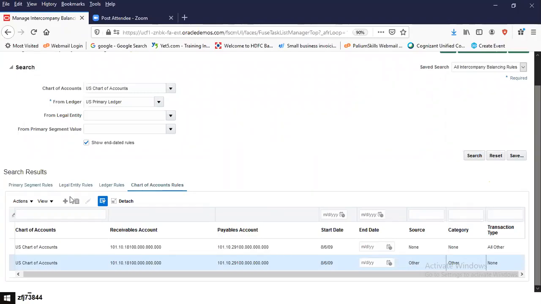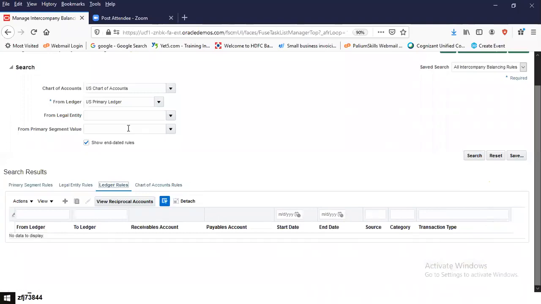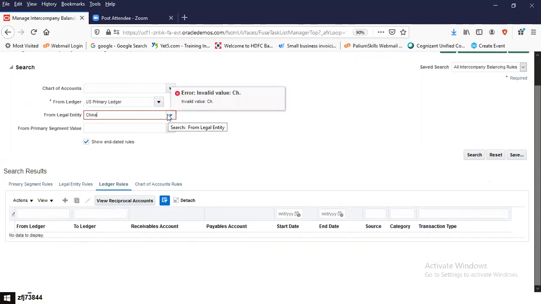Similarly, you could have a rule for ledger. This was for chart of accounts. So you could have a mapping from-to ledger. You could say, let's say US to, I don't know if it is there or not, or UK. Let's say from UK.